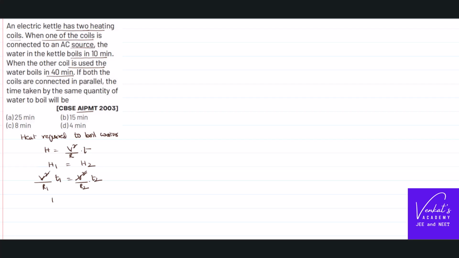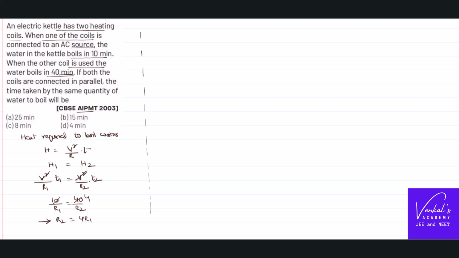It is given that T1 is 10 minutes, with resistance R1, and T2 is 40 minutes, with R2. 40 by 10 is 4 times. That implies R2 equals 4R1. That's the first conclusion we can get: the second resistance and first resistance are related as R2 equal to 4R1.